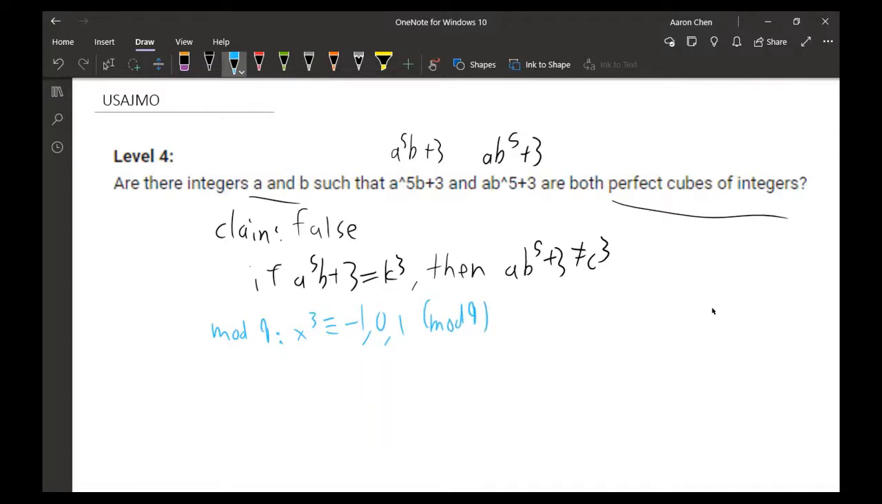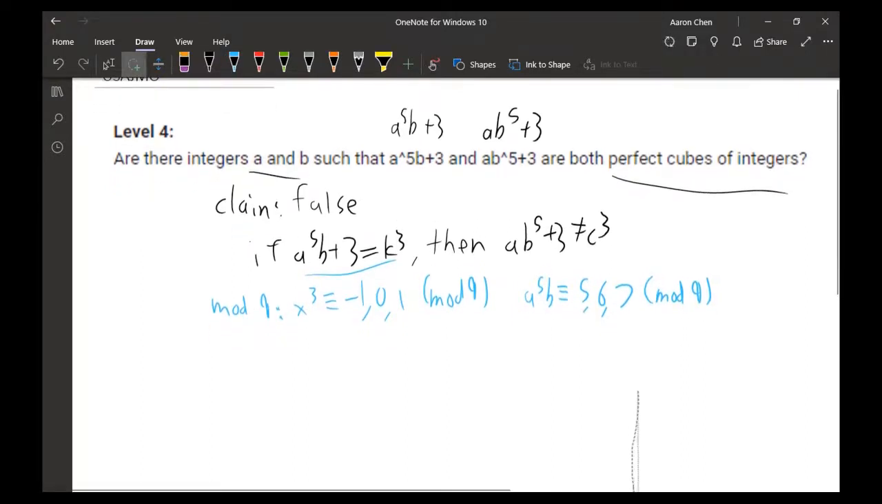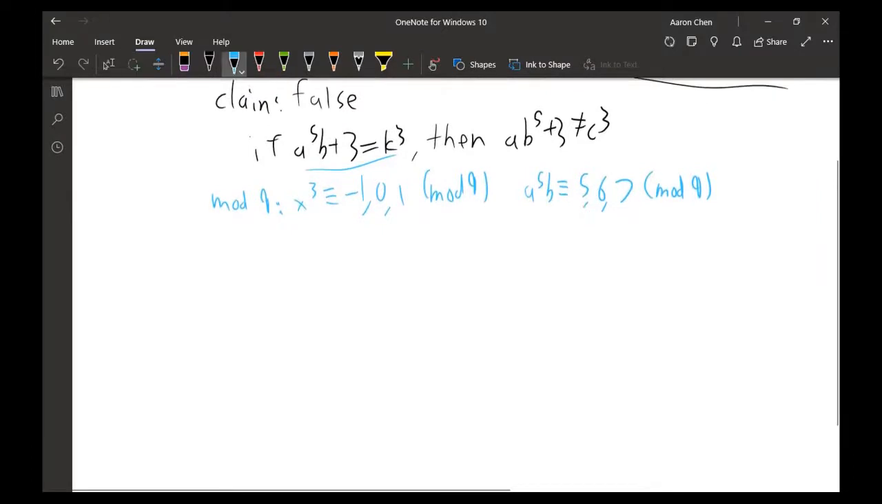And so what that means is that since we're assuming here that a to the 5th b plus 3 is a cube, then a to the 5th b must be congruent to 5, 6, or 7 mod 9. And so now we can do this case by case. So the first case: if a to the 5th b is congruent to 6 mod 9.